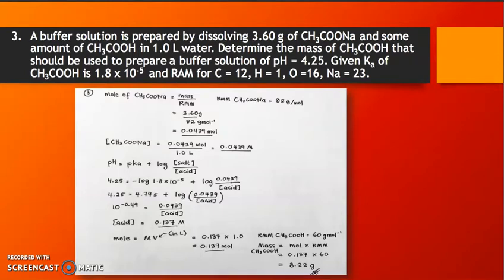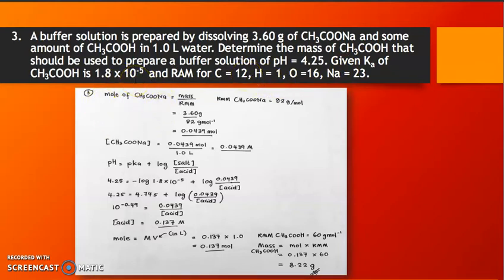A buffer solution is prepared by dissolving 3.6 grams of sodium acetate and some amount of acetic acid in 1 liter of water. Determine the mass of acetic acid that should be used to prepare a buffer solution of pH equal to 4.25, given Ka of acetic acid is 1.8 × 10^-5, and this is the relative atomic mass.